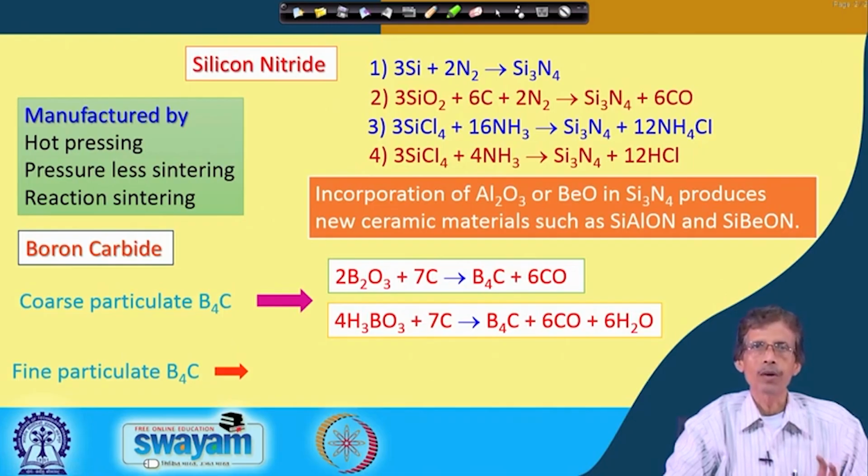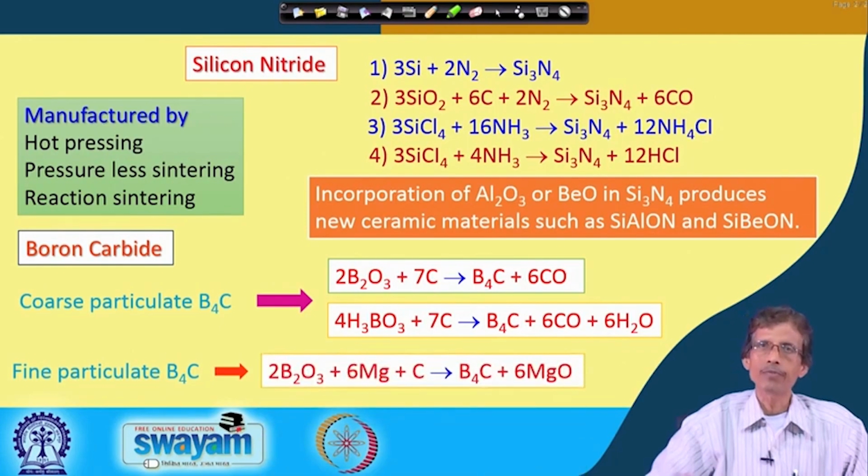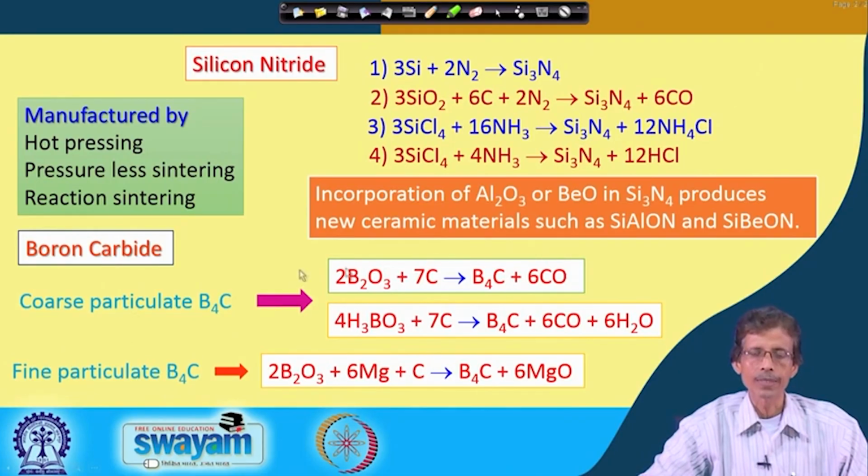If we go for the fine particulate material of B4C, it can be obtained through a different type of reaction, where now we will be utilizing magnesium as the reducing agent. So, use of magnesium for the reduction of the same boron oxide, that means B2O3, because earlier we have seen in the first reaction that only direct carbon reduction was used. The carbon reduction can give you one particular variety.